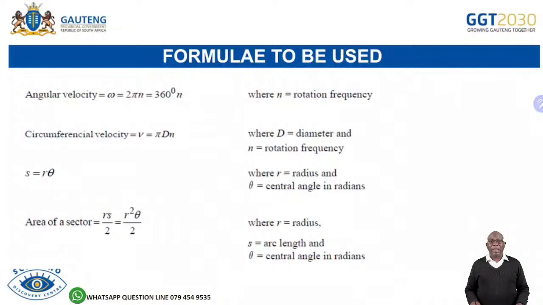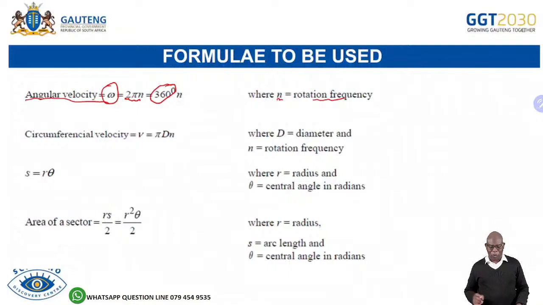Now, the formulae are there in the formula sheet. I think it's page 2 of the formula sheet most of the time. So the first formula there is the angular velocity. The angular velocity is represented by that sign there, which looks like a W, which is called an omega sign. Now, the angular velocity is 2 pi n, or we can write this as 360 degrees multiplied by n, where n is the rotational frequency. You can see how they write the formula.